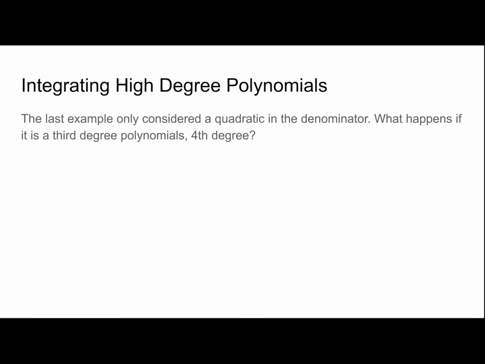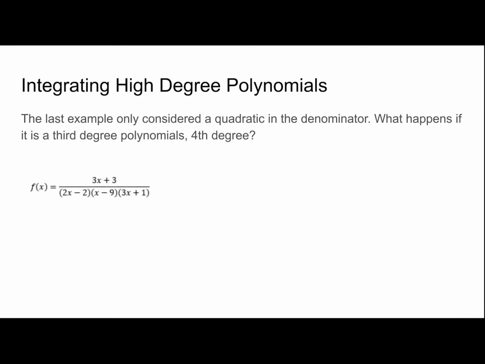Alright, so that's for a second degree polynomial. That's for x squared. So what is happening with a higher degree polynomial? The last example only considered a quadratic in the denominator, because we had linear times linear, which gives us a quadratic. So what happens in a third degree polynomial? What about a fourth degree?